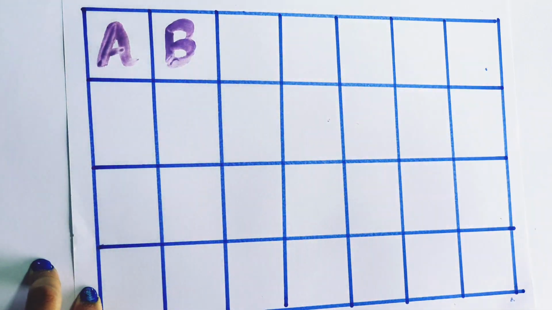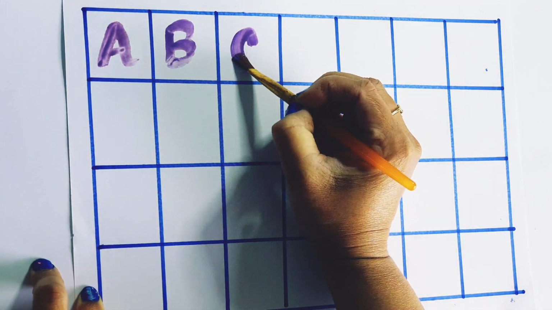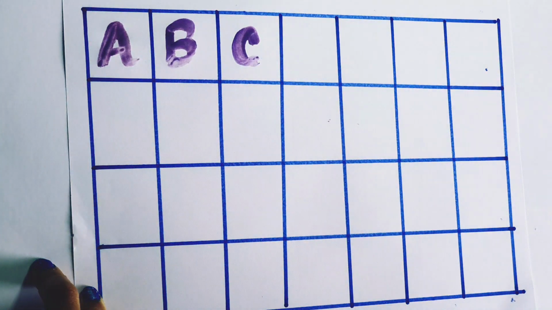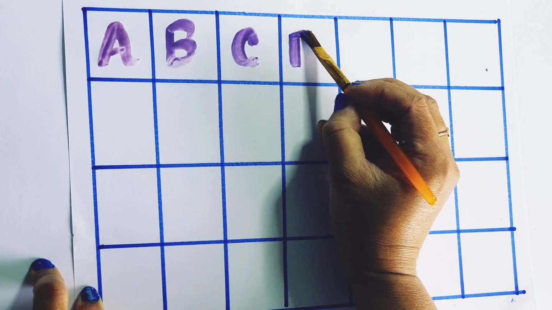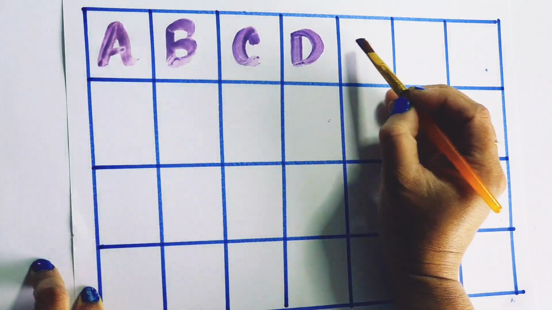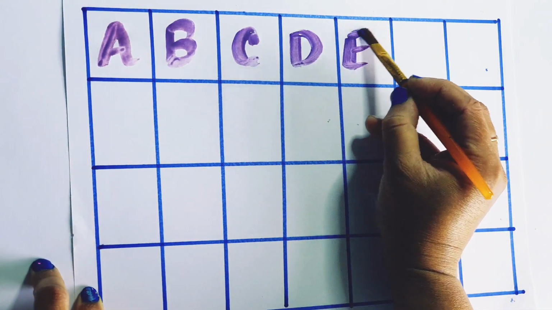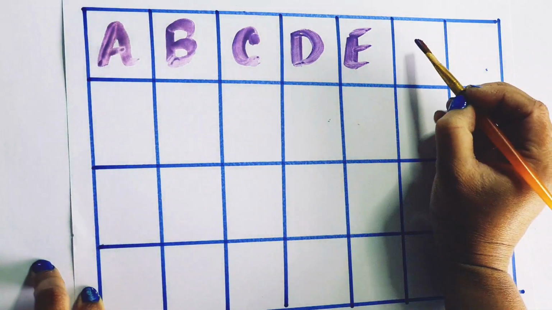B for banana. B for butterfly. C for carrot. C for candy. D for dog. D for donut. E for egg. E for eggplant.